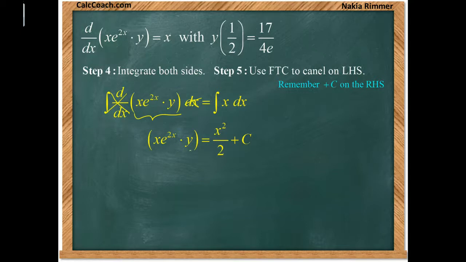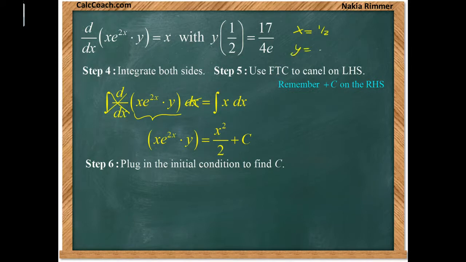Okay, great. As soon as C comes in, my recommendation is to get rid of it. So the sixth step in the process is to plug in the condition to get that C. When x is a half, y is this strange value 17 over 4e. You'll see why that's chosen once it all works out. So every place you see an x, put a half. Every place you see a y, put a 17 over 4e.